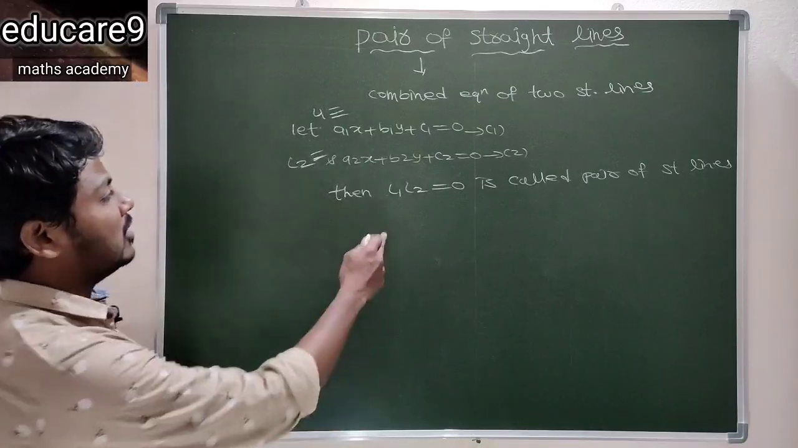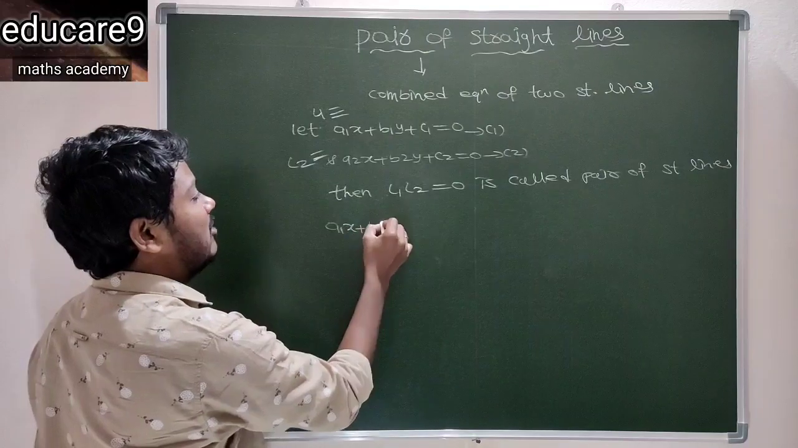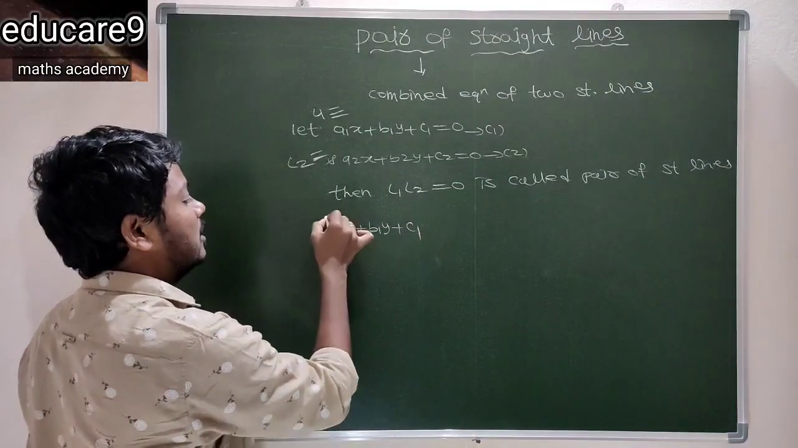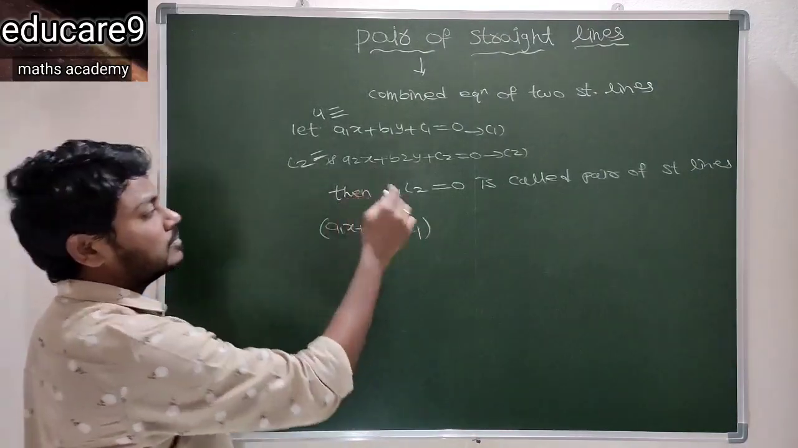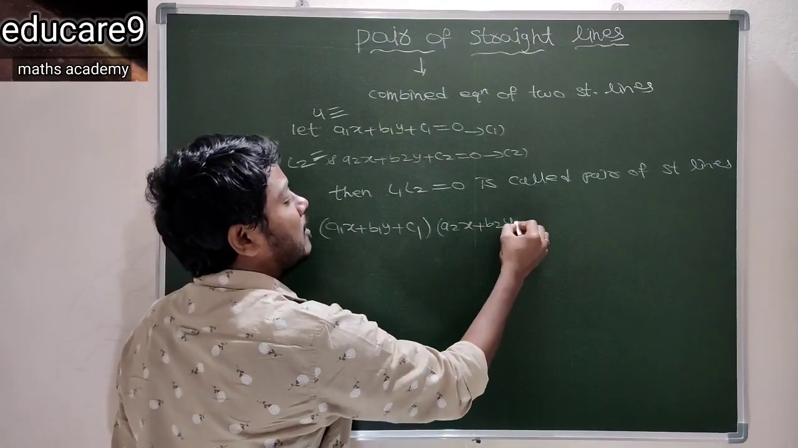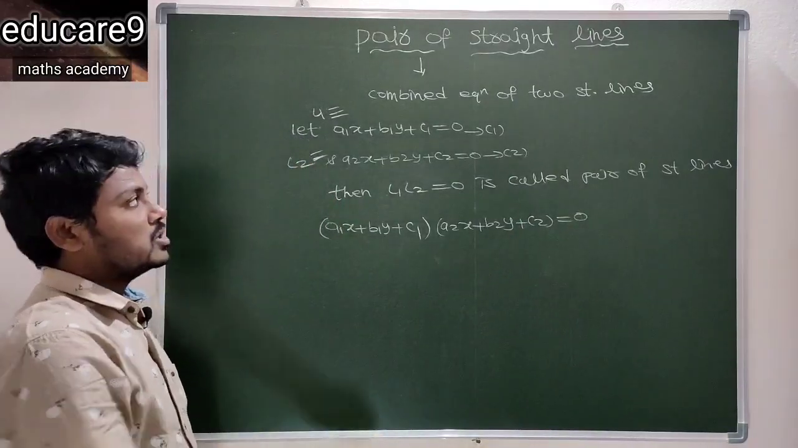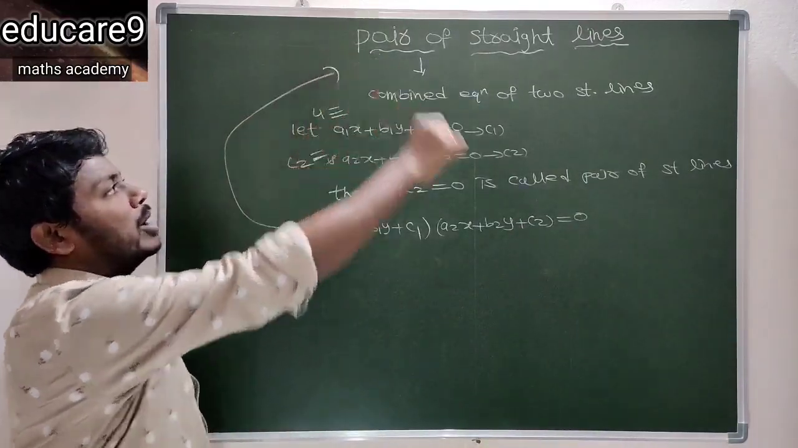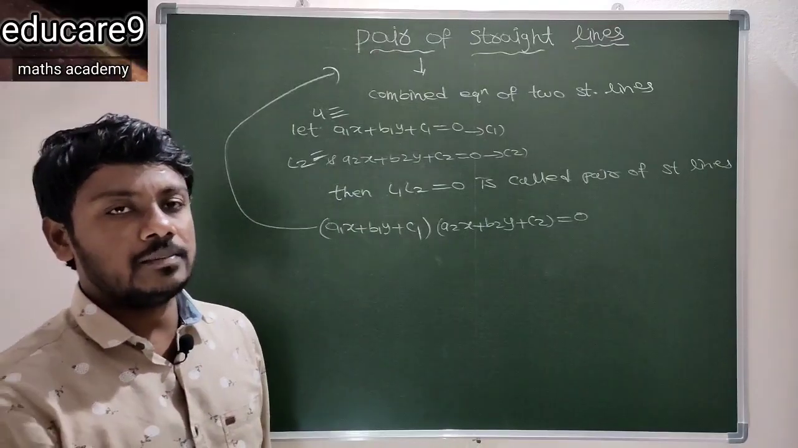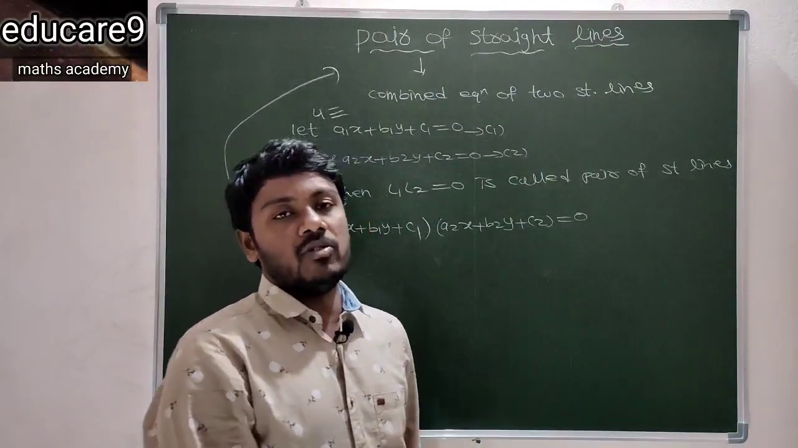So what is L1? a1x plus b1y plus c1, into L2, which is a2x plus b2y plus c2, equals 0. This is called a pair of straight lines. Next we will discuss some types of equations.